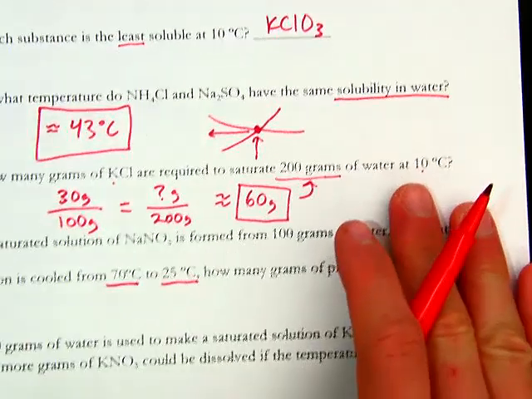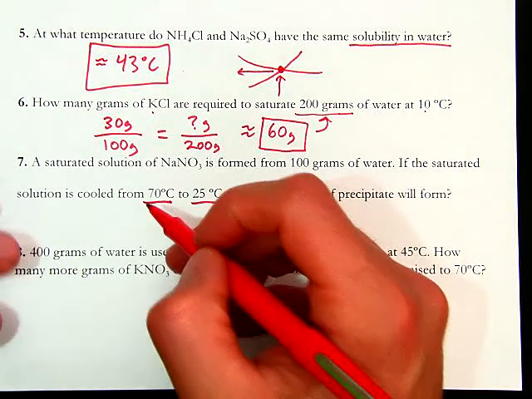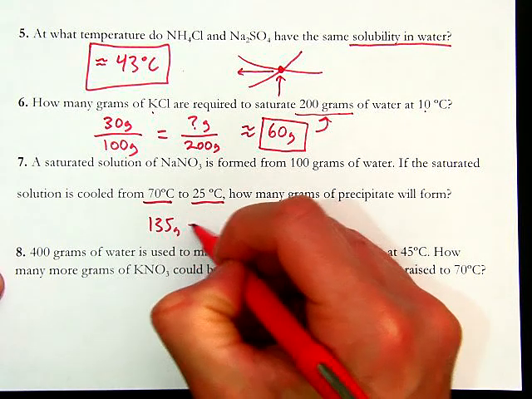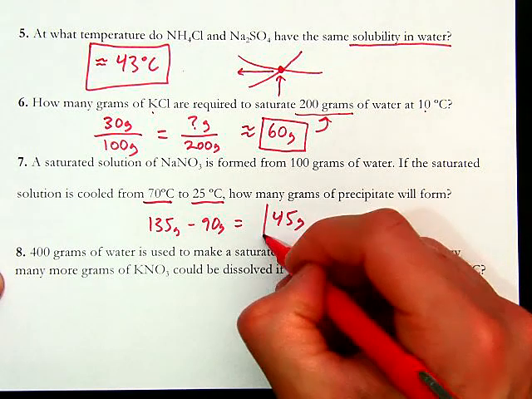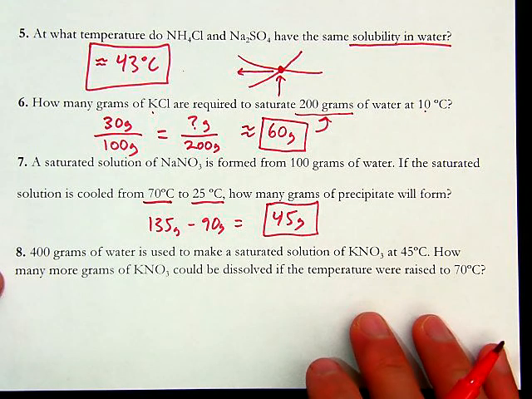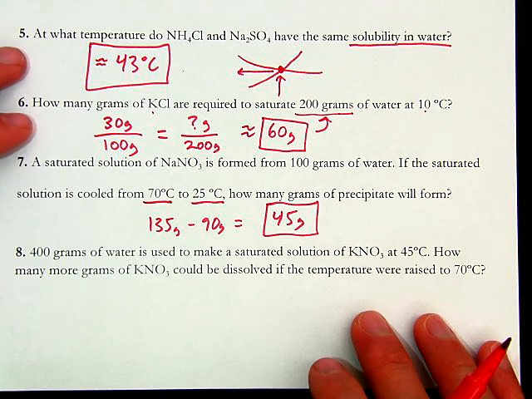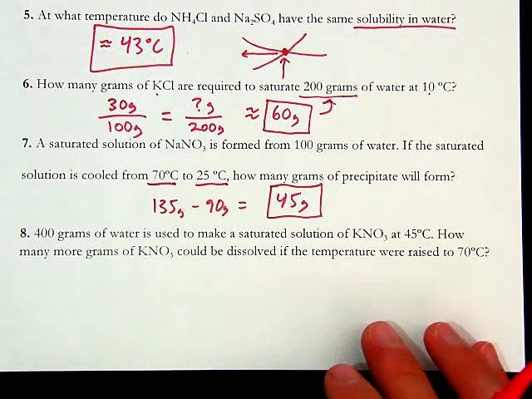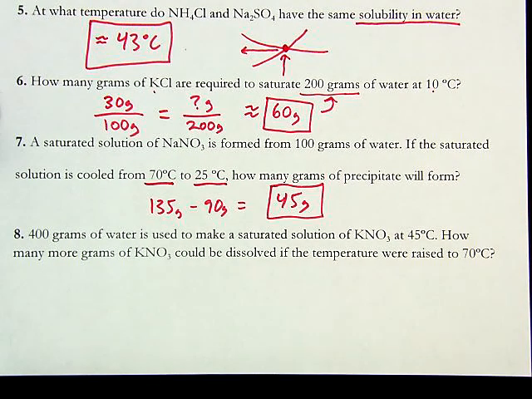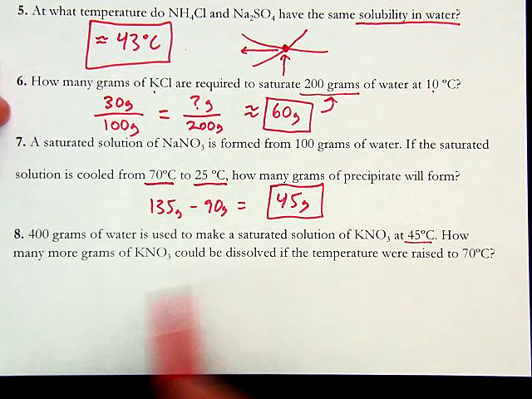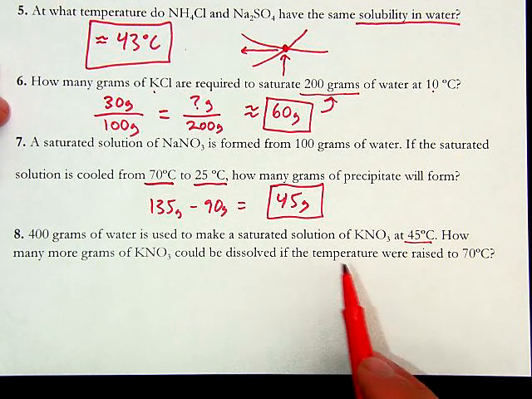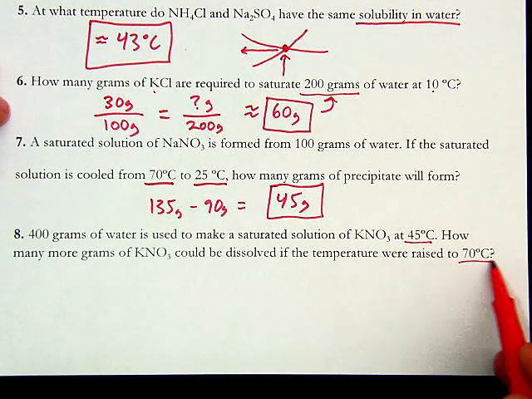So in terms of our numbers here on the page, it's just 135 grams minus 90 grams gives us 45 grams is what will not be able to stay dissolved in solution. So number 8, this is about as complicated as they get. It says 400 grams of water is used to make a saturated solution of KNO3 at 45 degrees. How many more grams of KNO3 could be dissolved if the temperature were raised to 70 degrees?